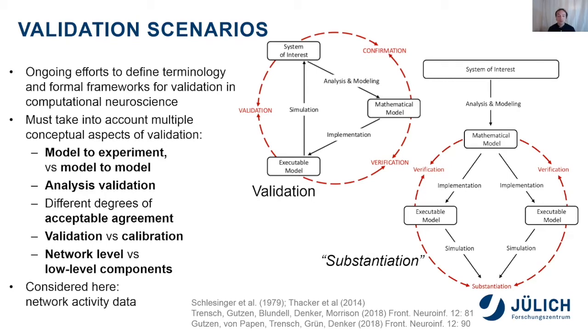There are many aspects to take into consideration when talking about validation, whether to validate models against experiments or models versus models, whether to validate analyses, what is the degree of acceptable agreement, are we talking about validation or more calibration, and on which level are we observing validation phenomena. Here I'd like to consider network activity data as a special case of a model validation scenario, but I think many of the concepts I will be talking about will apply likewise.